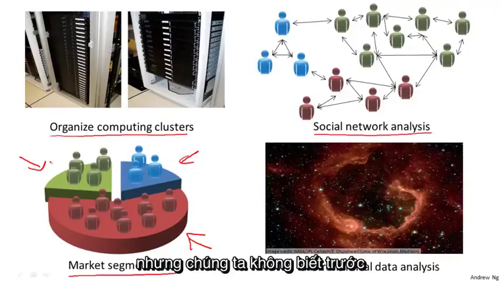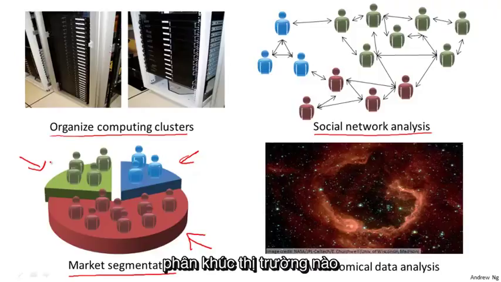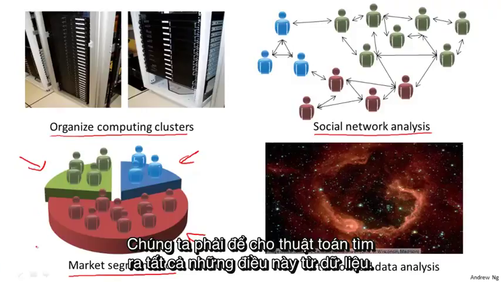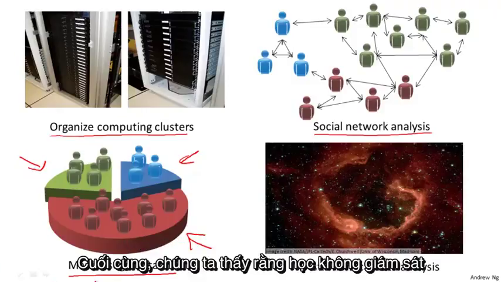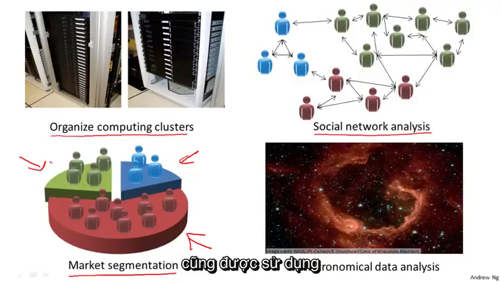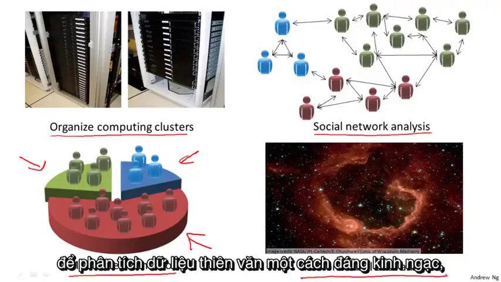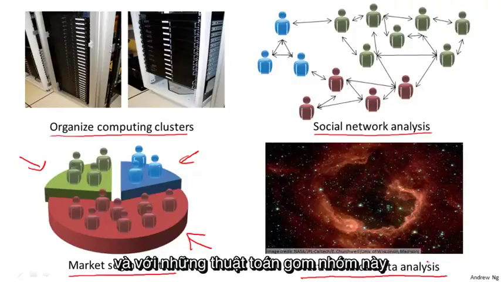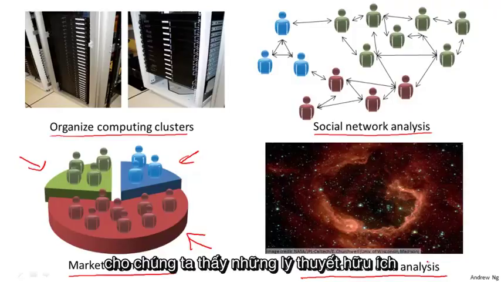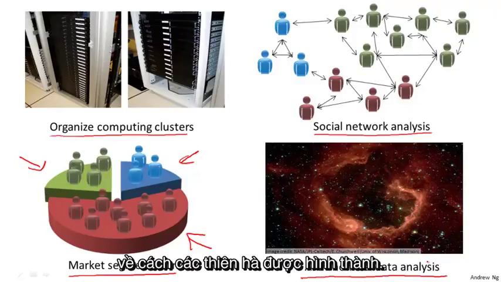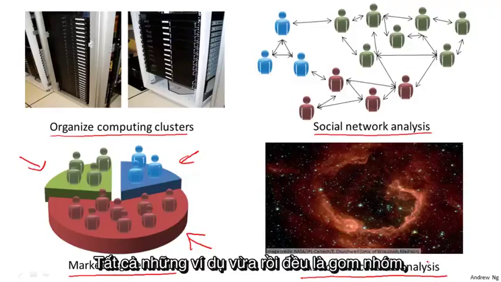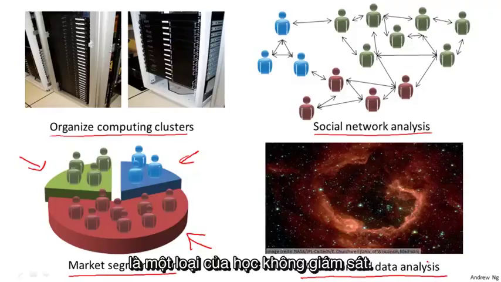Again, this is unsupervised learning because we have all this customer data, but we don't know in advance what the market segments are, and for the customers in our data set, we don't know in advance who is in market segment 1, who's in market segment 2, and so on. But we have to let the algorithm discover all this just from the data. Finally, it turns out that unsupervised learning is also used for, surprisingly, astronomical data analysis, and these clustering algorithms give surprisingly interesting or useful theories of how galaxies are formed. All these are examples of clustering, which is just one type of unsupervised learning.